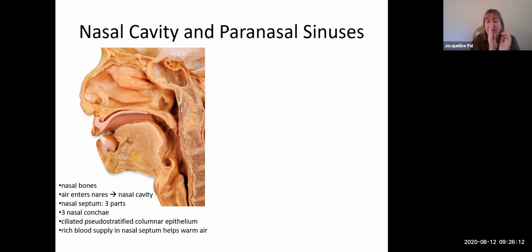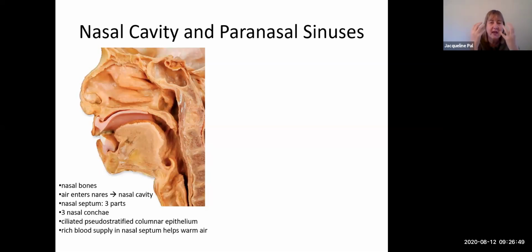And the nasal cavity is divided into right sides and left sides by your nasal septum, which anteriorly is made out of hyaline cartilage. And then posteriorly, coming from above, you have the perpendicular plate of the ethmoid bone, and coming up from below, you have the vomer. On the lateral sides of this nasal cavity, you have your three nasal concha or turbinates. And all of this is covered with the pseudostratified ciliated columnar epithelium that you have in a respiratory epithelium.